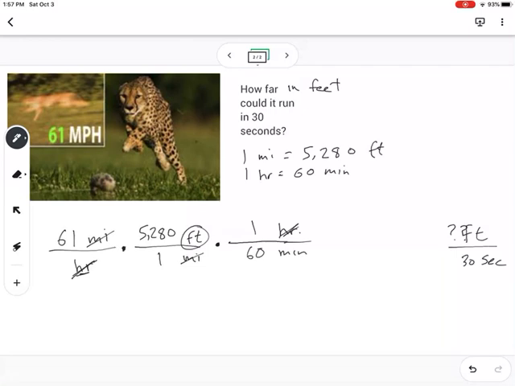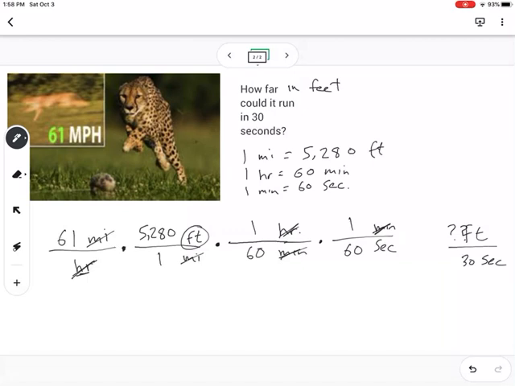Show your hours canceling. We're currently at minutes, but we want 30 seconds. Well, we know that 1 minute equals 60 seconds. Minutes are on the bottom, so they need to go on the top here. Seconds on the bottom, 1 and 60. Show your units canceling.